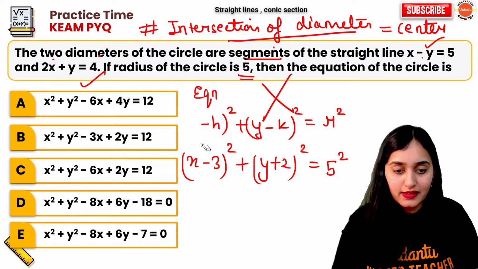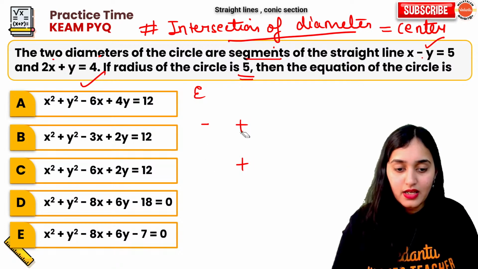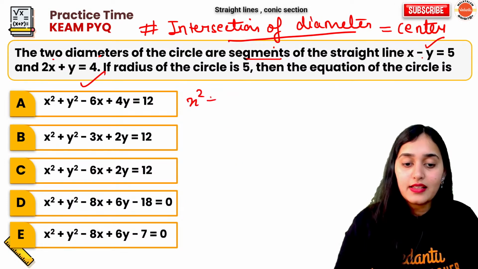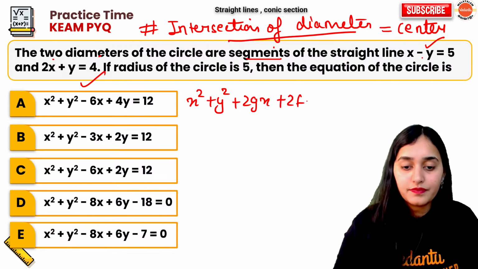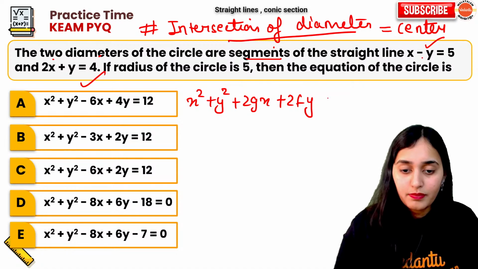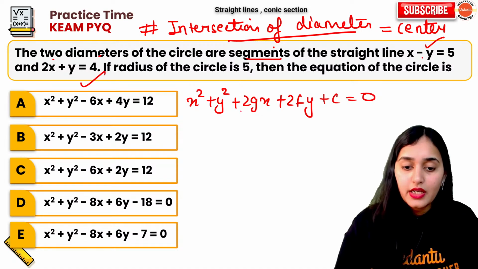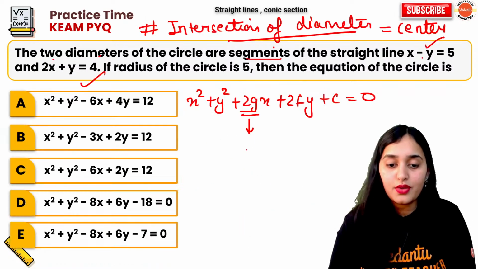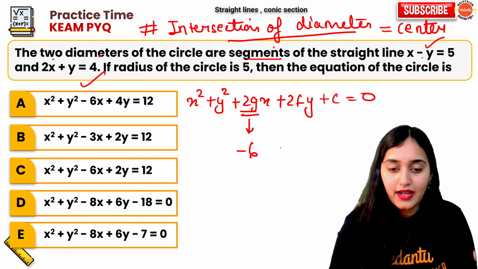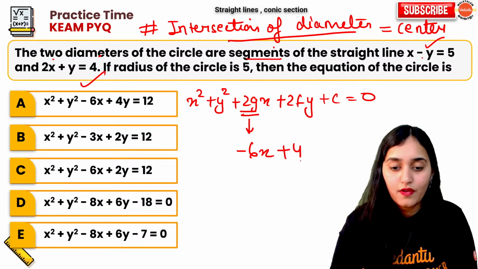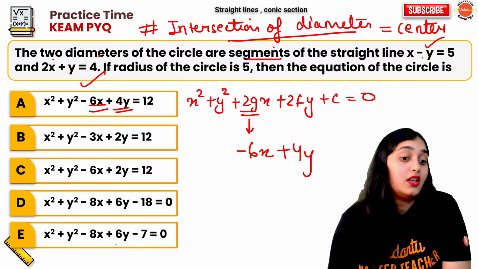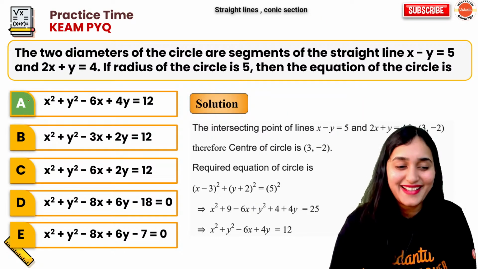If I just simply delete, I don't need all of this. I have a shortcut. My standard equation of the circle is x square plus y square plus 2gx plus 2fy plus c is equal to 0. So here 2g should come. What is g? Minus 3 and 2. So minus 6x and 4y. Any other option? No. So option A is the right answer.